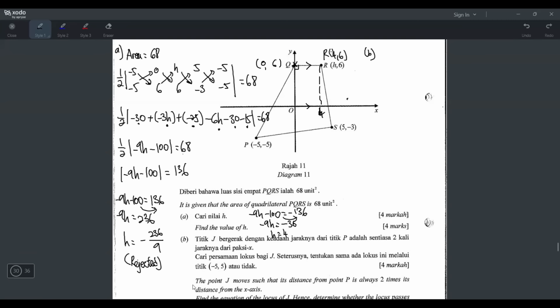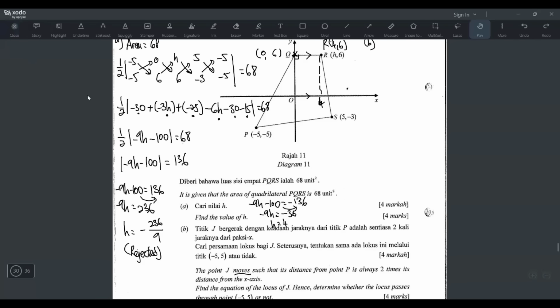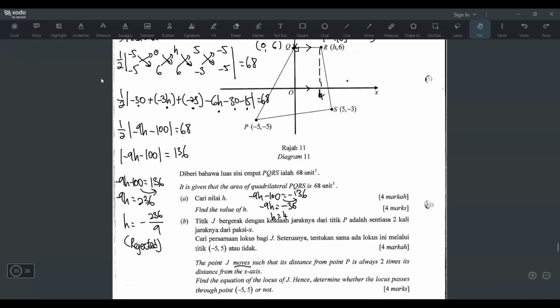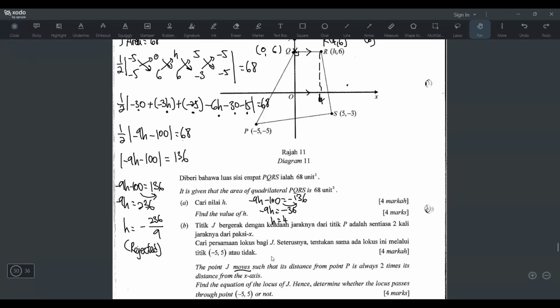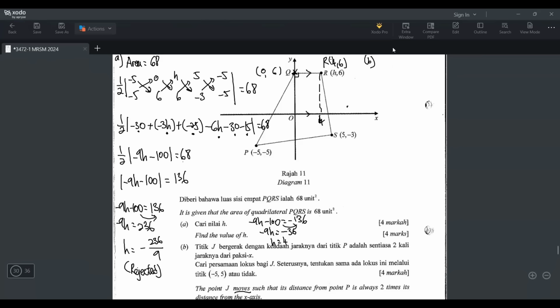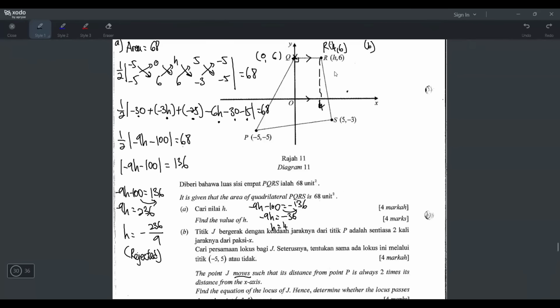So B says the point J moves, so it's a moving point. So this is locus for sure. They said point J moves such that its distance from P is always 2 times its distance from the x-axis. Find the equation of locus J, hence determine whether locus passes through point -5, 5 or not. The first part of the question wants us to find the equation of locus J. So let's find it now. They already said the moving point is J. That's why you don't see point J in the diagram, because J is the moving point.